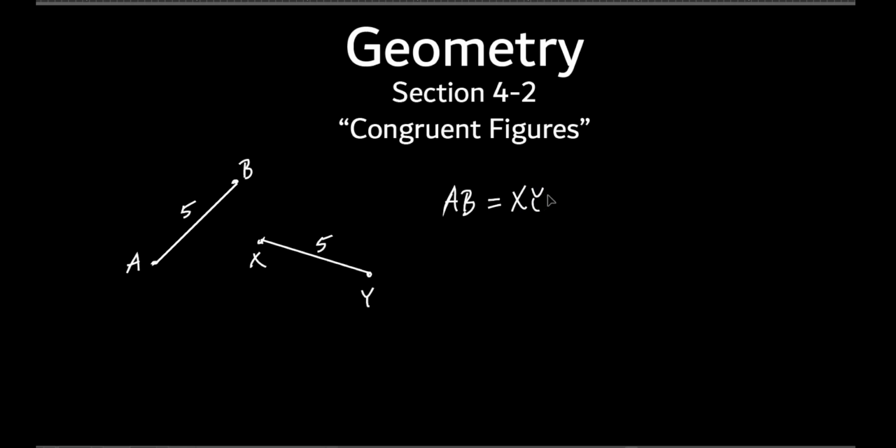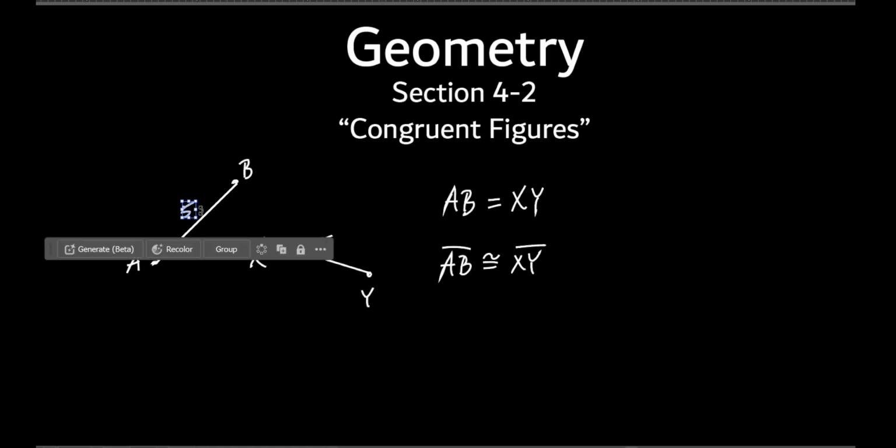Or I could write it like this. I could say line segment AB is congruent to line segment XY. Some geometry teachers are really, really picky on this. This right here means that the lengths of the line segments are exactly the same, okay? This right here basically means if I took this line segment, picked it up, and rotated it, it would fit exactly on top of this one right here. Everybody follow me on that?